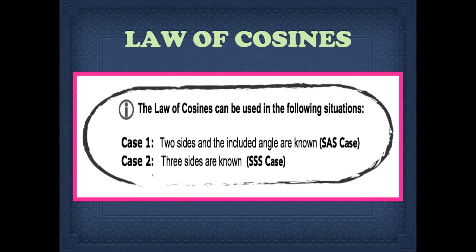And the law of cosines also applies when we have this SSS case, which is case number 2, when three sides are known. So again, take note, the law of cosines applies when we have two sides and the included angle, as well as when we have all three sides of the triangle.